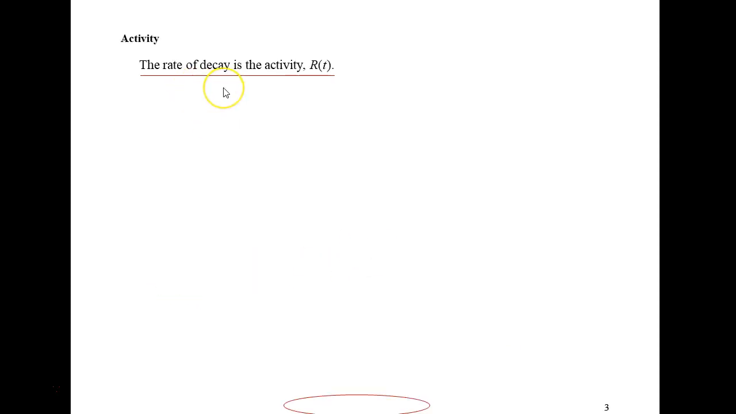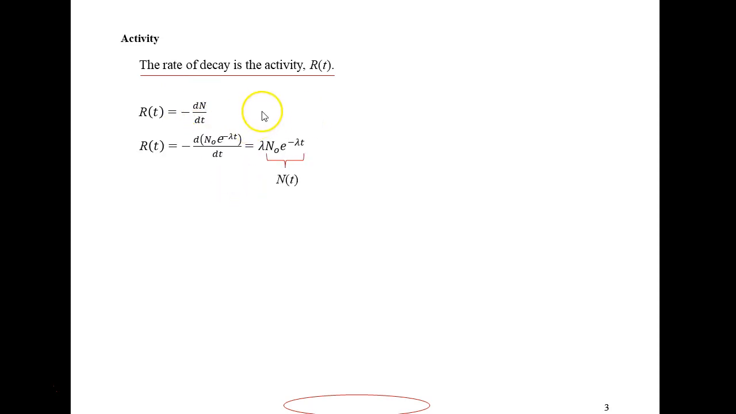Okay, now let's define the activity. So the activity is the rate of decay, and I'm going to use the symbol R of t. Some sources will use A for activity, but I'm going to use R for the rate of decay, also known as the activity. So I can relate that to the population by saying it's the time derivative of the population. I am going to multiply by -1, though, because I want my activity to always be expressed as a positive number. And I know that dN/dt is going to be negative since the population is decreasing.